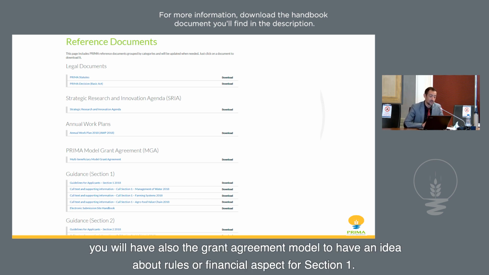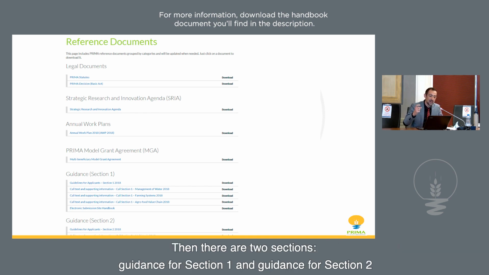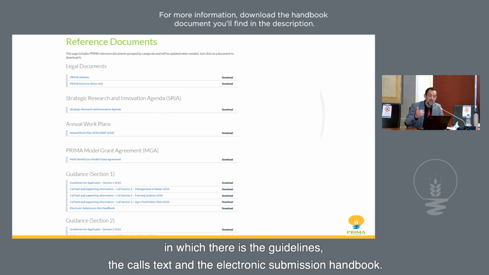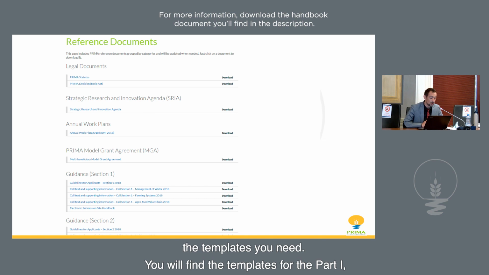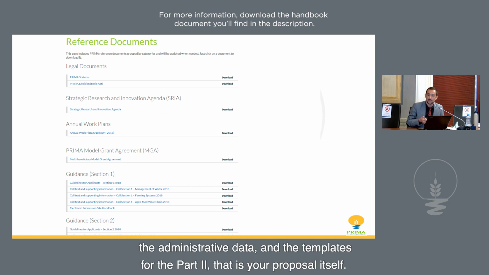And you will also have the grant agreement model to have an idea about the rules for financial aspects for section 1. And then there are two sections, guidance for section 1 and guidance for section 2, in which there are the guidelines, the call text, and the electronic submission handbook. There is another section that is called templates. In this section, you will find all the templates you need: the templates for part 1, the administrative data, and the templates for part 2, that is your proposal itself.